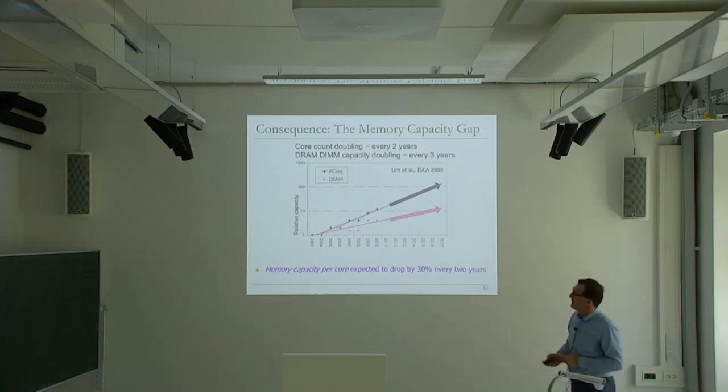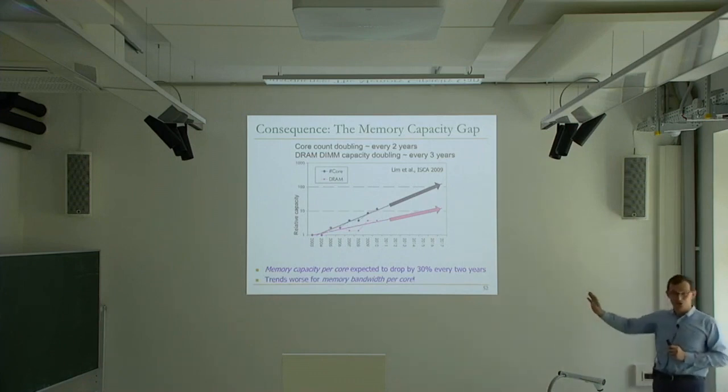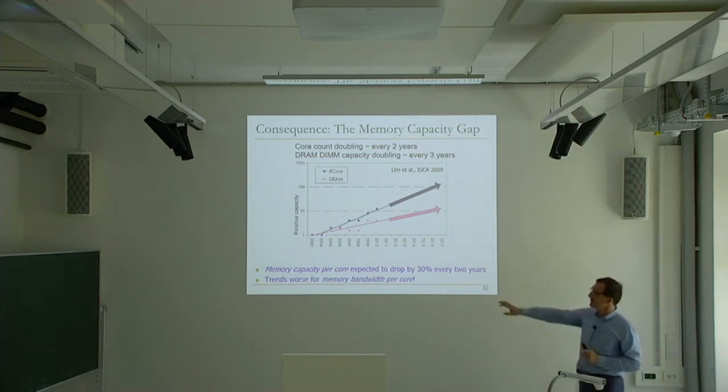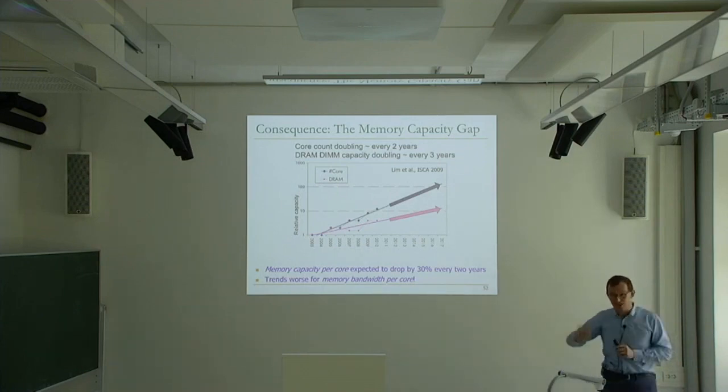Okay. And actually, if you look at the trends for memory bandwidth per core, it's not plotted here. They're actually much worse. The memory bandwidth per core is increasing by about 10% per year in the DDR technology.